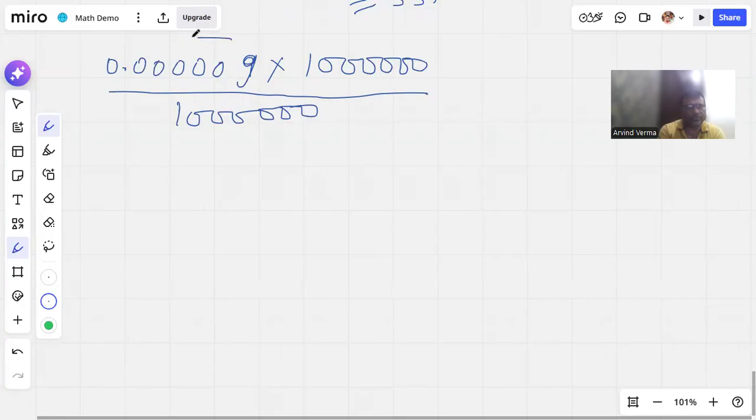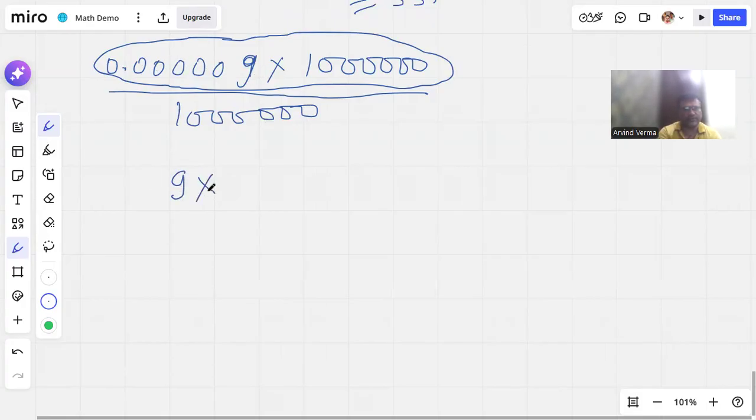Now the change is only here that you have to solve for this number. So there are 6 zeros, so the decimal will be shifted right after 6 places: 1, 2, 3, 4, 5, 6. So 9 into 10 raised to the power minus 6. The numerator will become 9 after multiplication and the denominator will be 10 raised to the power 6, that is, 10 raised to the power minus 6.